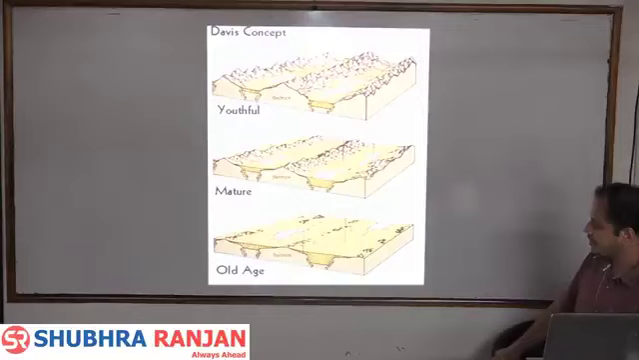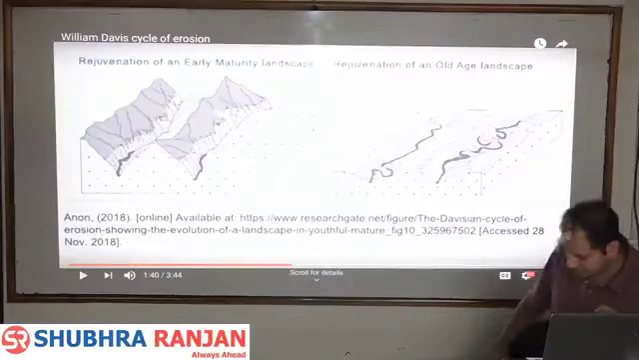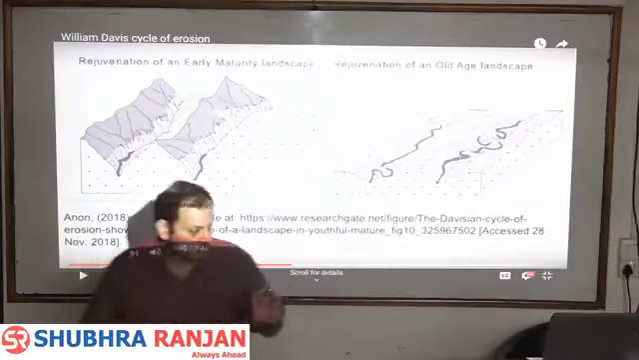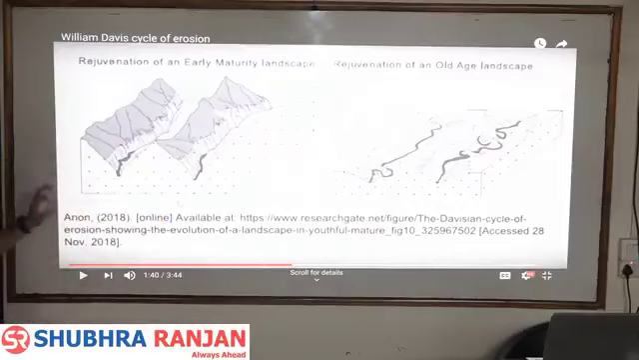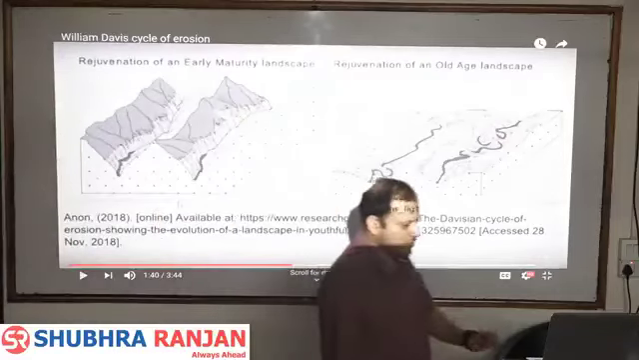You can see the relief height of the landform is greater in the youthful stage, and in the mature stage, and in the last, what has formed? Peneplain. The cyclical concept of the cycles of erosion, which you are studying. In the cyclical concept, one geographical cycle is completed, and after the completion of one geographical cycle, a new geographical cycle can start, and that is what is known as rejuvenation of a landform.